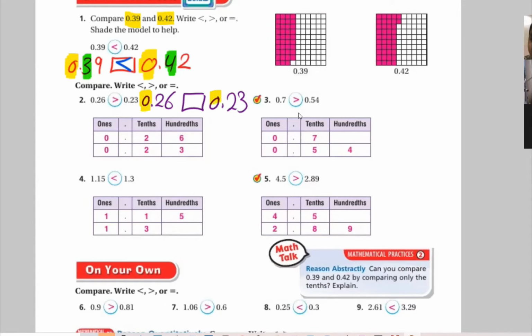We have 0 here and 0 here. They are equal. Then we go to the next digit, 2 and 2. Because they are equal also, you have to look at the next digit, which is 6 and 3. They are different. So what are we going to do? Which is greater? The 6.